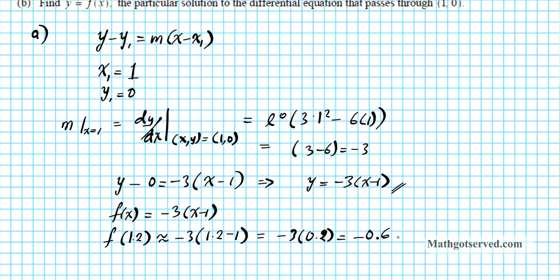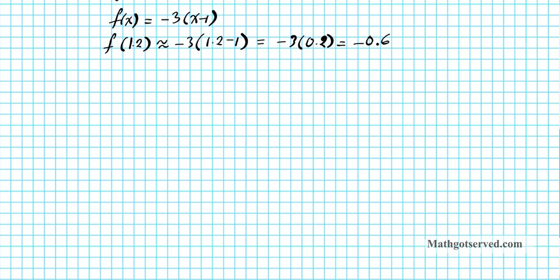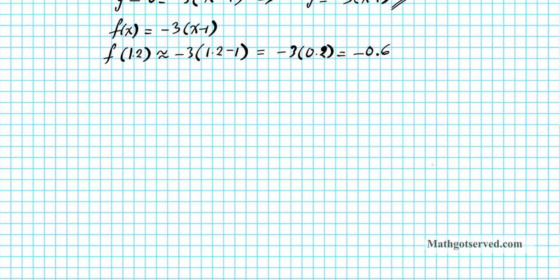Okay, so that's that. All right, let's take a look at the b part. The b part, we are to solve the differential equation with the initial condition f of 1 equals 0. So for the b part, we have dy dx equals e to the y times 3x squared minus 6x. So we can solve this by separation of variables.